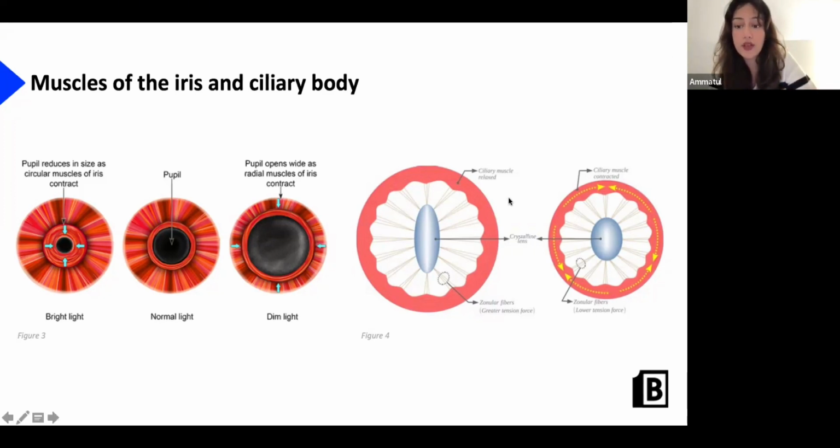The opposite occurs for when you want to see things that are closer. So when the ciliary muscles contract, zonular fibers have lower tension force, and the lens becomes shorter and wider, and that is used for closer vision.